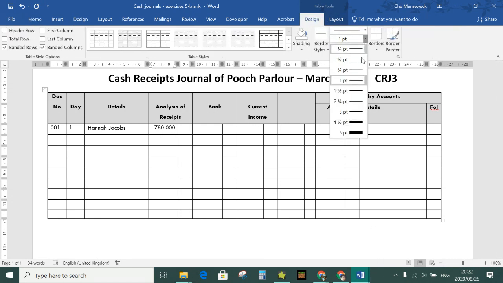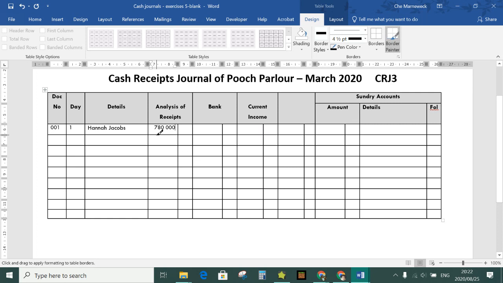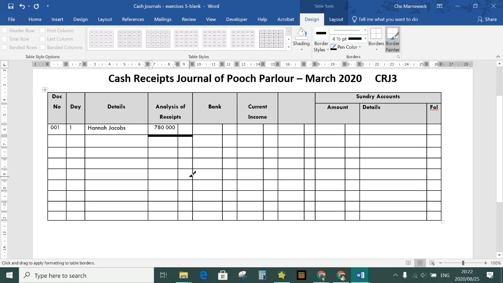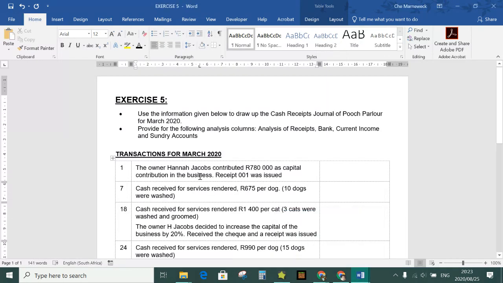underline. So this is where you get your ruler out. We're going to underline underneath the last transaction on day 1. We deposit the total amount that we received on day 1 into our bank account. What is it for? What do we call the owner's capital contribution? It's not current income, it's capital. So capital is recorded under sundry accounts. There.